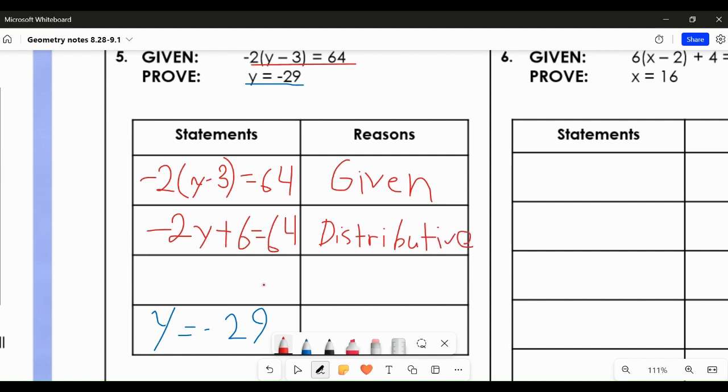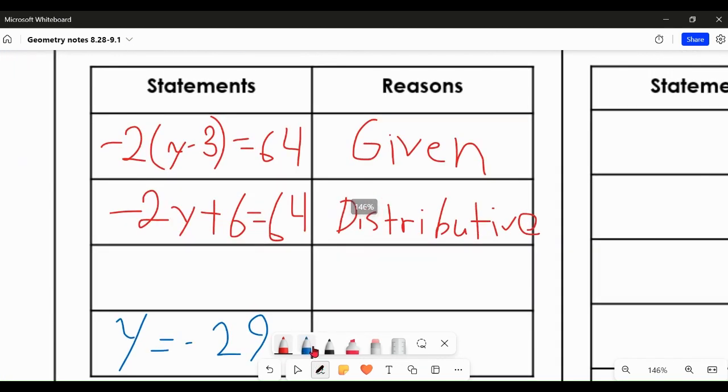Okay. Now, our next step, we got to get y by itself. So I see that there's a -2. There's a +6 over here. We got to get rid of this 6 first. So getting rid of this 6, we do the opposite of adding, which is subtracting. So we're left with over here -2y, and we're subtracting 6 from 64. This drops this down from 64 to 58, which means that what we just did was the subtraction property.